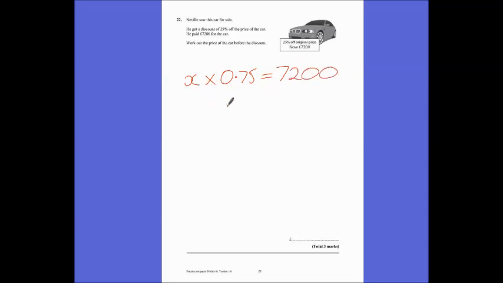So the opposite of multiplying is dividing. So we divide both sides by 0.75. We'll get the original price of the car, which is £9,600.